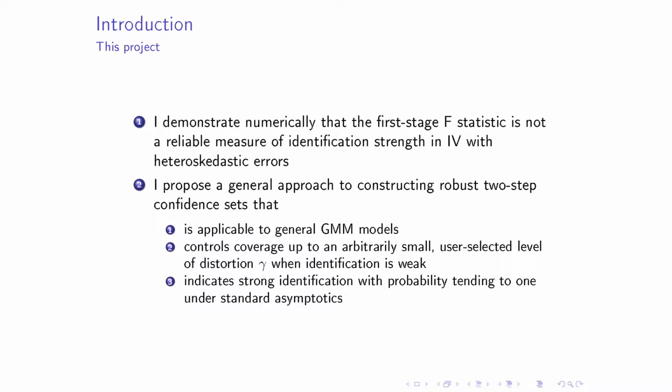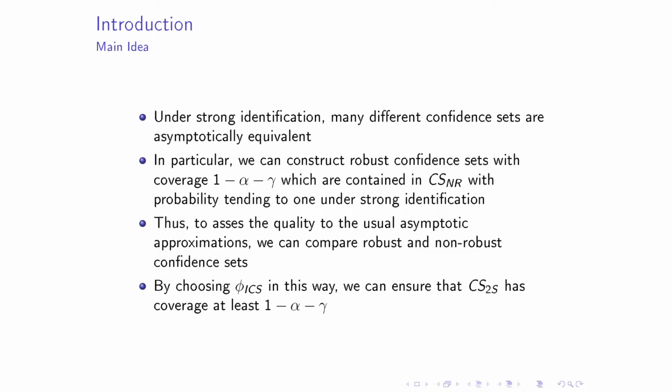So the main idea behind this proposal is that under strong identification, many different procedures are asymptotically equivalent, right? This is of the same flavor as the usual asymptotic equivalence of the trinity of classical tests, right? So in particular, under the usual asymptotics, we can construct a robust confidence set with coverage 1 minus alpha minus gamma that will be contained in whatever non-robust confidence set we want to calculate with probability tending to 1.